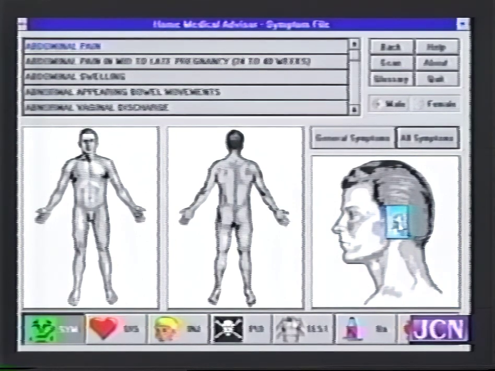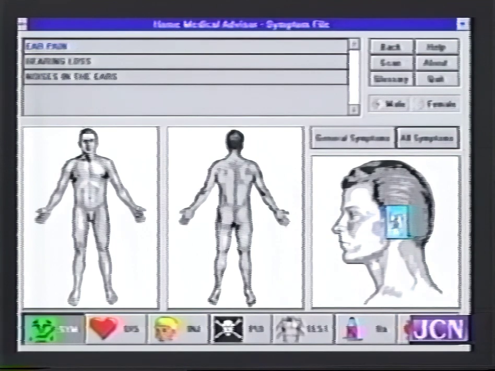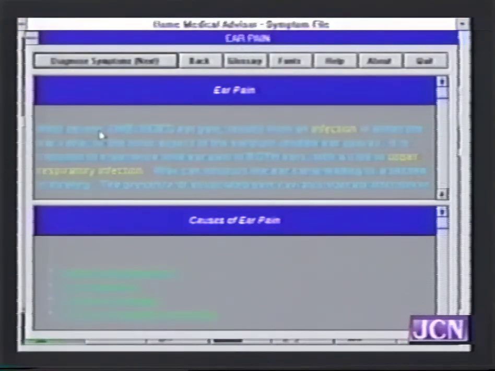Let's say I was having a problem with my ear from being yelled at, which might fall under hearing loss. But let's go ahead and go to ear pain. We'll click ear pain, and you notice there's some information right here on ear pain. It talks about how the most severe one-sided ear pain results from an infection, either in the ear canal or, so it gives you some information.